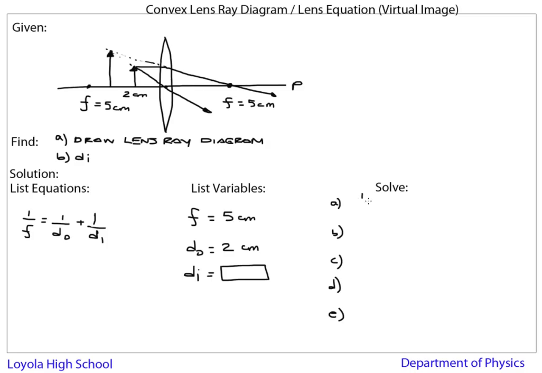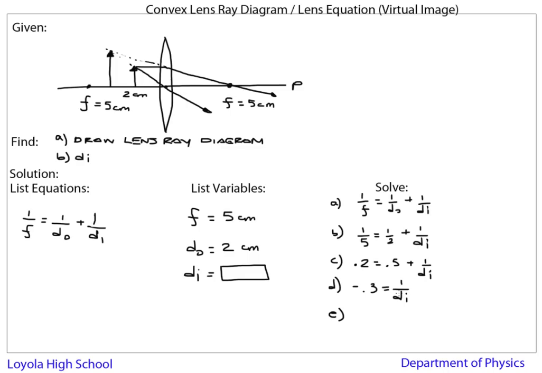So the first is the lens equation. 1 over F is equal to 1 over dO plus 1 over dI. And we know what these numbers are. This is 1 over 5 equals 1 over 2 plus 1 over dI. And these numbers here are, if you take 1 over 5, that's 0.2. 1 over 2 is a half, or 0.5, plus 1 over dI. If I bring this 0.5 to the other side of the equation and subtract it, I get negative 0.3 is equal to 1 over dI.